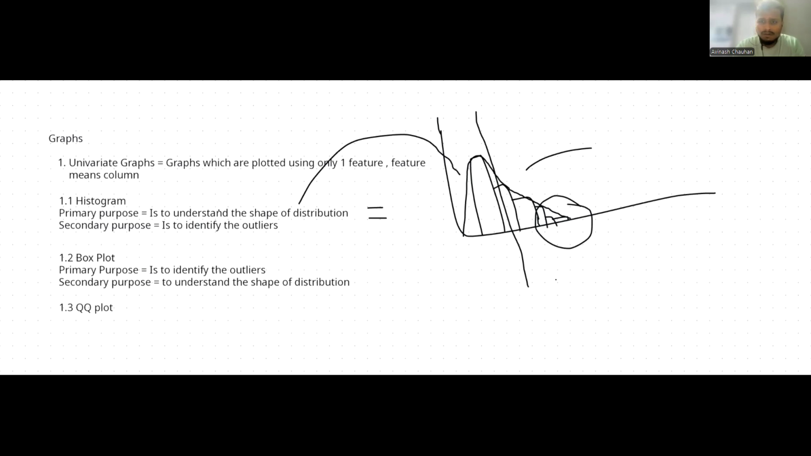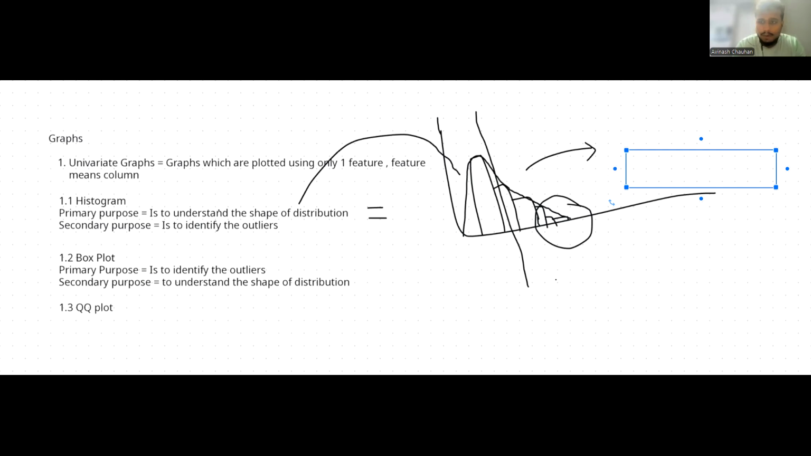I want you guys to write what type of skewness this is. Okay, you have understood the shape. I want you to write what type of skewness this is. You can see here, it is skewed towards the right. Then it means it is positive skewed.